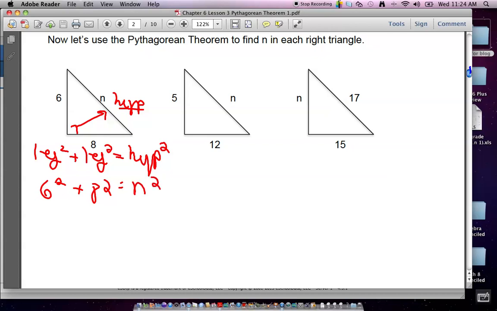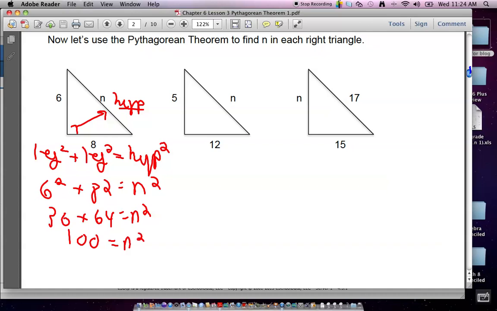What is 6 squared? 36, good. And what is 8 squared? 64 is equal to n squared. Now let's just do what it says. It says 36 plus 64. What does that add up to? 100, right? So 100 is n squared.